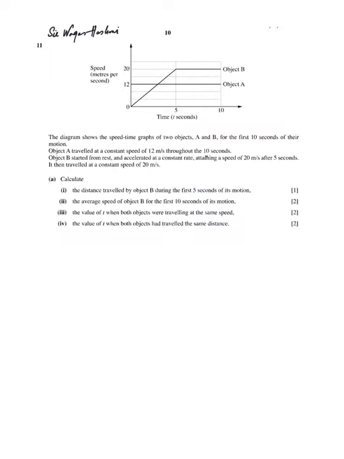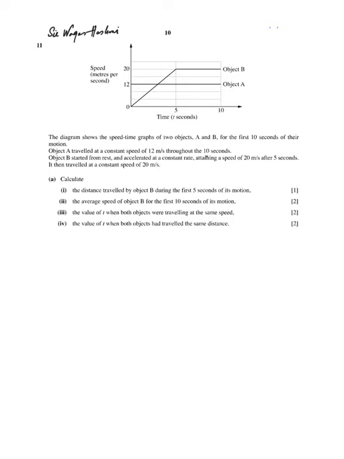Now it's question number 11 from the topic kinematics. It says that the diagram shows a speed-time graph of two objects A and B for the first 10 seconds of their motion. Object A travels at a constant speed of 12 meters per second throughout 10 seconds. Object B started from rest, accelerated at a constant rate, attaining a speed of 20 meters per second after 5 seconds. It then traveled at a constant speed of 20 meters per second. Calculate the distance traveled by object B during the first 5 seconds of its motion.